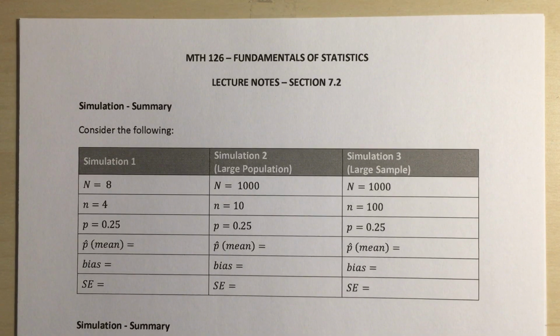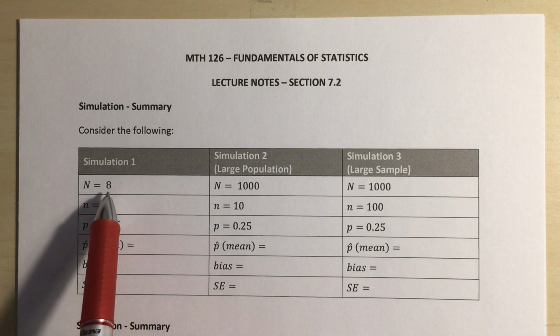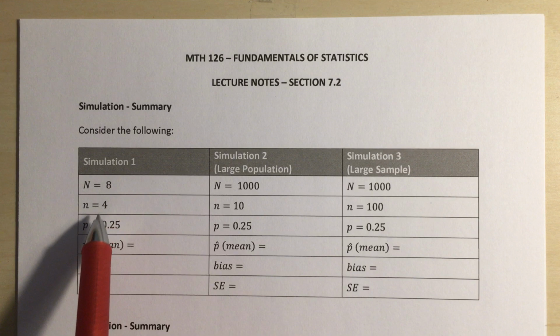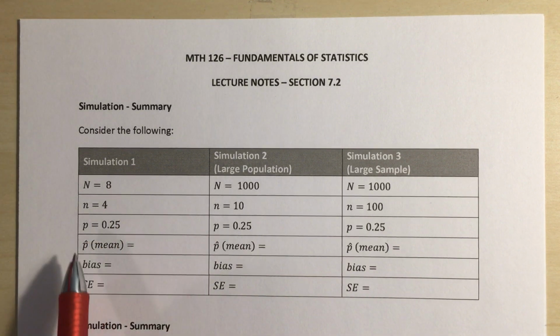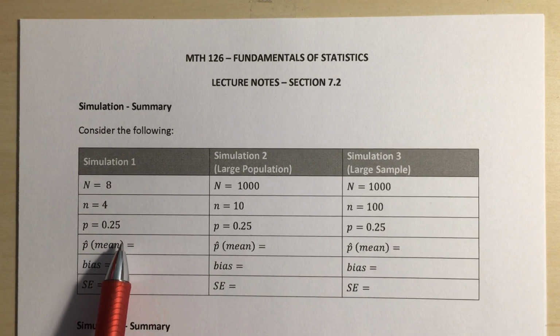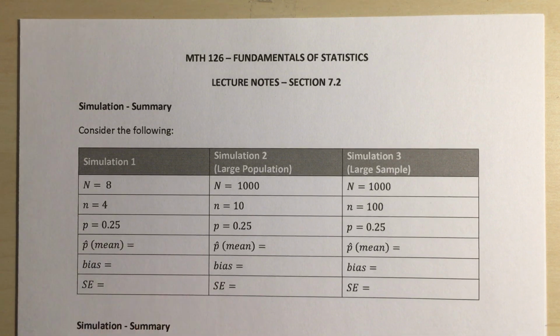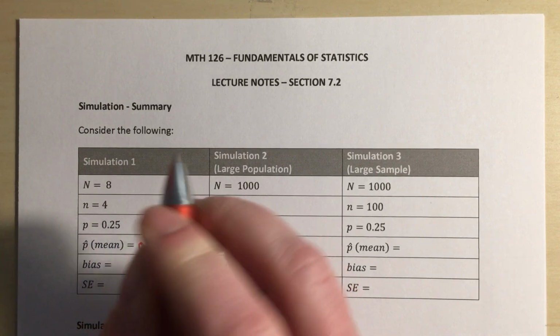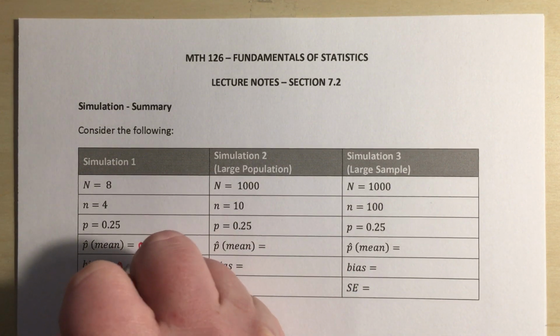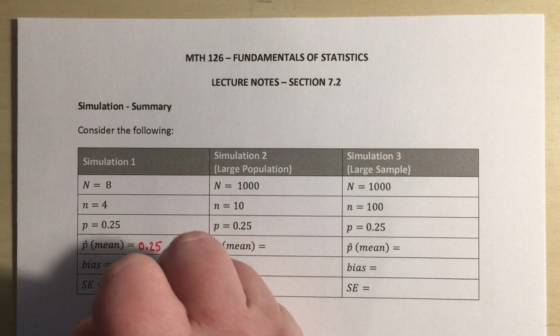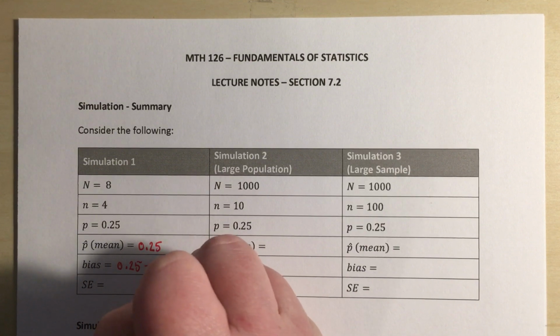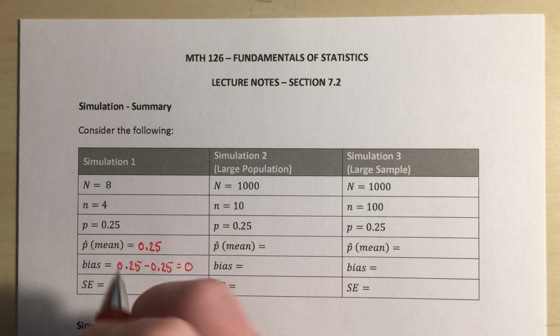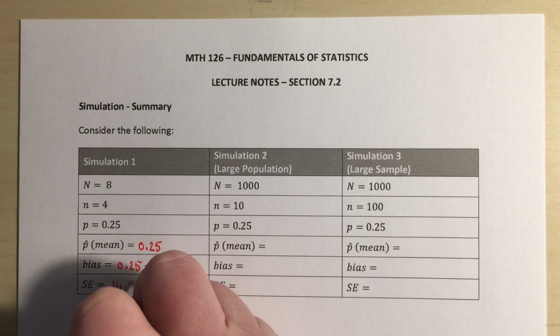If we summarize those 3 different little paragraphs that we just looked at, in our first one we had a population size, a capital N, of 8, a sample size of 4, a P value of 0.25, and a p hat. Our mean of our sampling distribution was 0.25. For our bias, we take our difference, 0.25 minus 0.25 gave us 0, so we said that was unbiased. Our standard error was 16.4%.